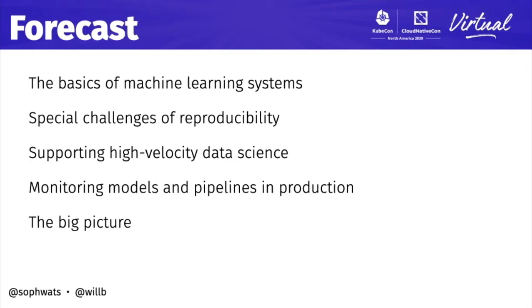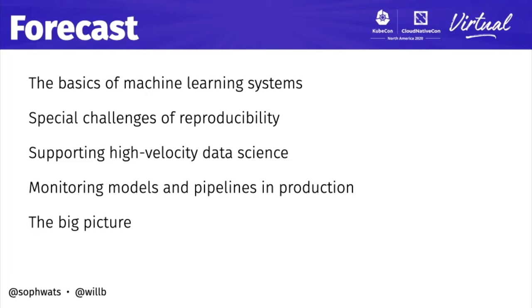So we're going to start by introducing the basics of machine learning systems. And Sophie and I have given another talk that really covers the argument for machine learning systems on Kubernetes, which we'll link to at the end of this talk. So you can watch that and catch up if you need to level set. We're going to talk about special challenges of reproducibility as they apply to machine learning systems and why maybe the reproducibility that you have in your CI/CD pipelines is not going to be sufficient for your machine learning systems.